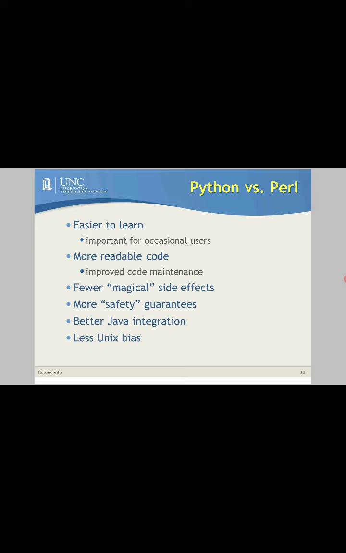Next, Python. What are the differences between Python and Perl? Python is easy to learn, important for specified users, has more readable code, more safety guarantees, and better Java integration, and is less Unix based. Python is easily integrated with Java, and security features are also available. More features are available in Python, and side effects are also very few.